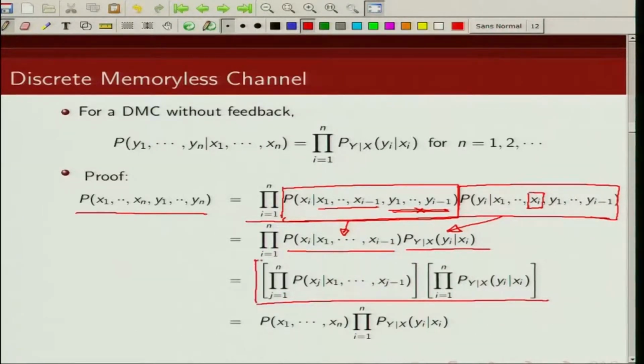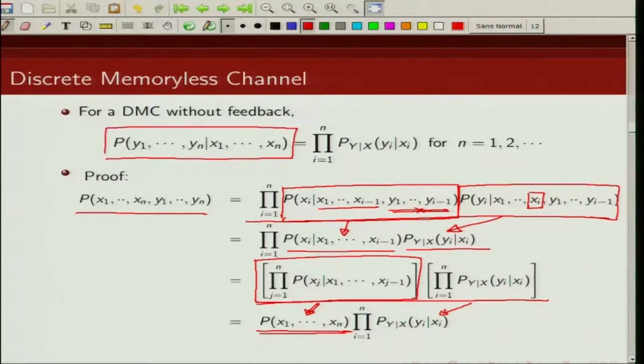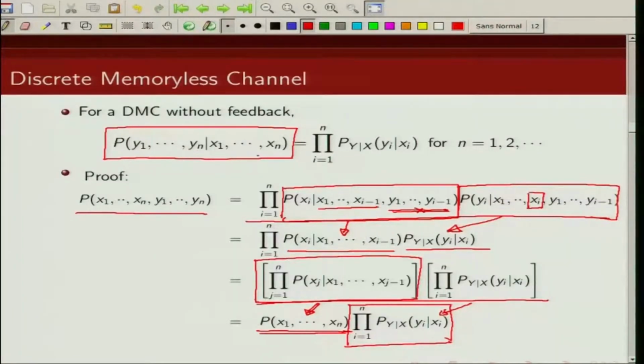And what is this term? This term is nothing but the probability of x_1, x_2, ..., x_n multiplied by this term. Now, if I divide both sides by this, on the left hand side I will get this, and on the right hand side I will get this. So this proves that if I have a discrete memoryless channel without feedback, the probability of y_1, y_2, ..., y_n given x_1, x_2, ..., x_n is given by this expression.